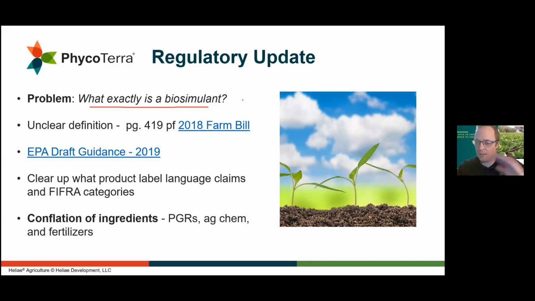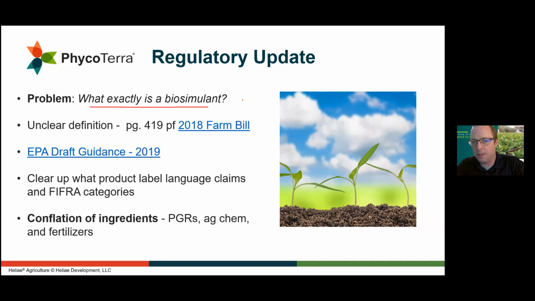The EPA, of course, wants to make sure everyone's doing the right thing from a regulatory and claim standpoint. They had some draft guidance come out a couple years back. One of the goals of the EPA is to clear up label language claims and sort out some of these FIFRA categories, the body that decides whether you are exempt or need to go under the same regulation as a pesticide or fungicide. So lots of challenges here. If you really want to see the dynamics of the regulatory network at play, this biostimulant area has been a good place to watch because it's been so busy lately.